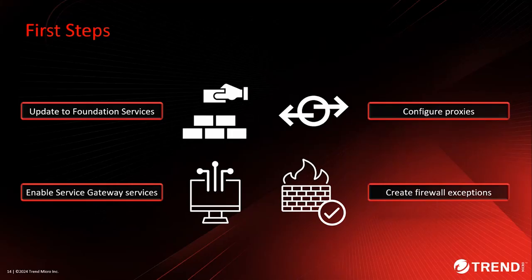The final step involves configuring your firewall to allow specific exceptions. These exemptions are necessary for your devices to connect to Vision One without any hitches. Depending on your geographical location, the required URLs and exemptions may vary. Trend Micro provides a comprehensive knowledge base article that offers detailed guidance based on your region, ensuring that your network is properly configured to communicate with Vision One.